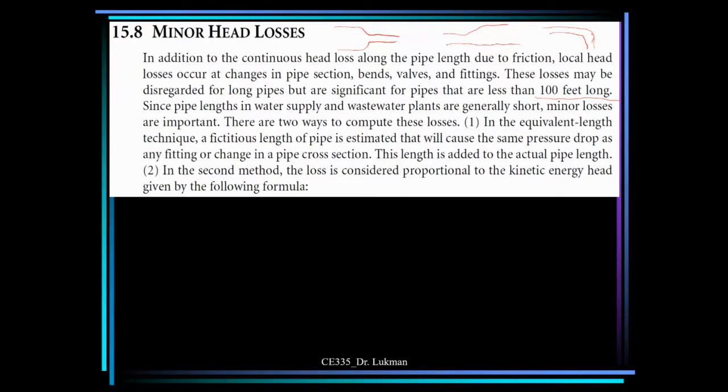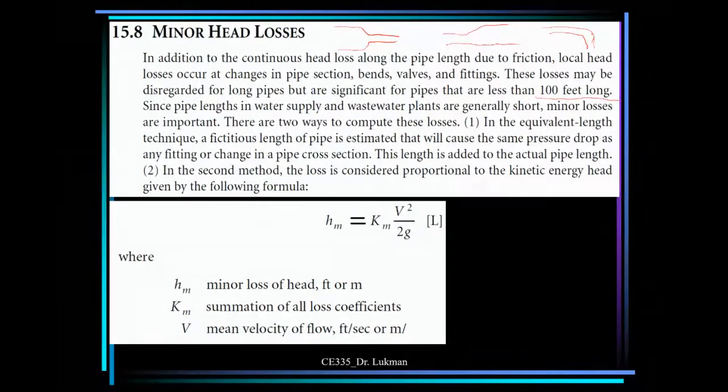In the second method, the loss is considered proportional to the kinetic energy head given by the following formula. So Km is the summation of all loss coefficients, where V is the mean velocity of flow, and Km is the coefficient of the minor losses. When you sum them up, it is the summation of all loss coefficients.